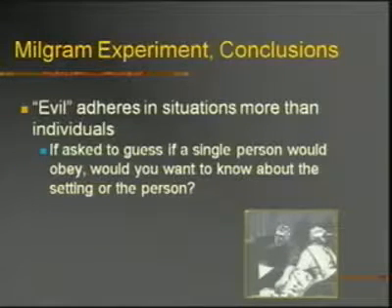This suggests an even more important conclusion, which is that evil, whatever we have in mind when we say that, tends to adhere in situations more than individuals. Milgram had this controversial but clever idea that I can create conditions in which anybody, the banker, the butcher, your mother, would behave in an evil way. So if you were asked to guess whether a single person would obey, would you want to know about the setting or the person? I think in the Milgram experiment, you want to know about the setting.